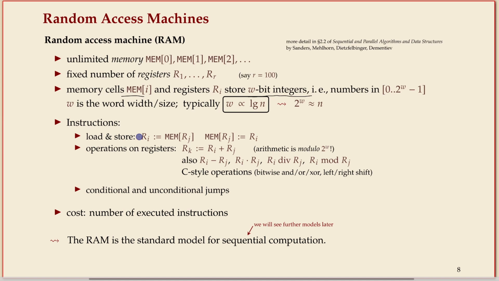One is they can load and store data from memory. So you can get what's in a certain cell in memory and store it in a register. And the address is given by another register. So you can use indirect addressing. And you can do that for reading and writing. Then you can do all sorts of standard arithmetic on registers. So you can add 2 numbers, subtract, multiply, integer division, and integer modulo. And you can also do the C-style bitwise operations. I called them C-style because C popularized them back then, but most programming languages have operators for that.